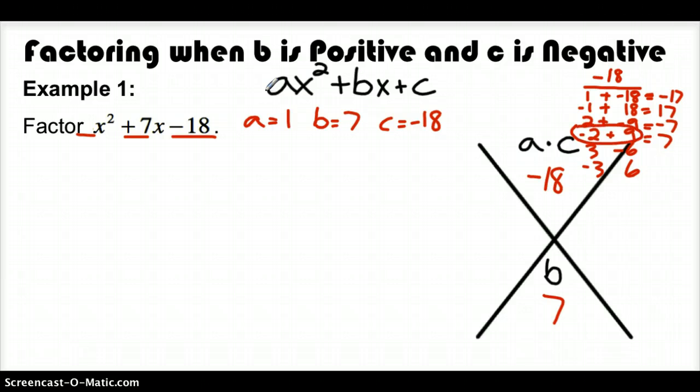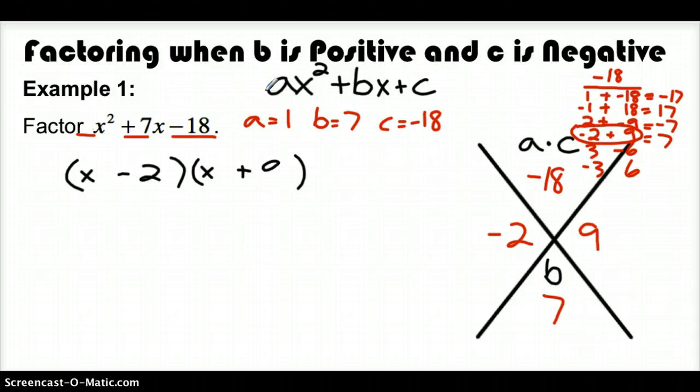So negative 2 and positive 9 are the two numbers that will multiply to negative 18 and add to positive 7. I'm going to write my factors here. I know that first times first is going to be x squared, and then I can write those numbers that I came up with. So x minus 2 and x plus 9. I'm just writing these binomial factors. They're just these binomials being multiplied by each other that are both linear expressions.